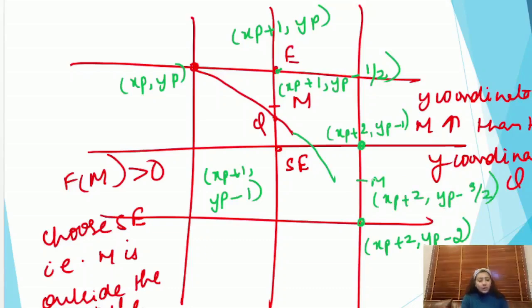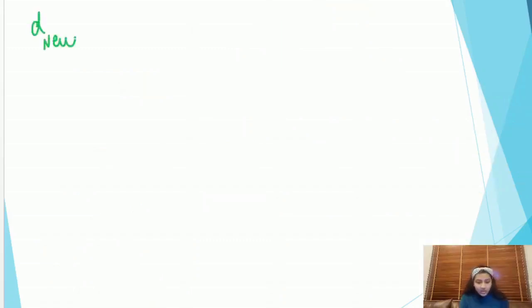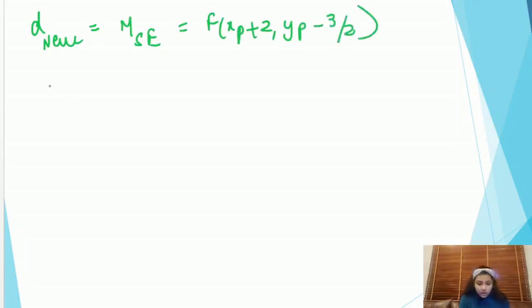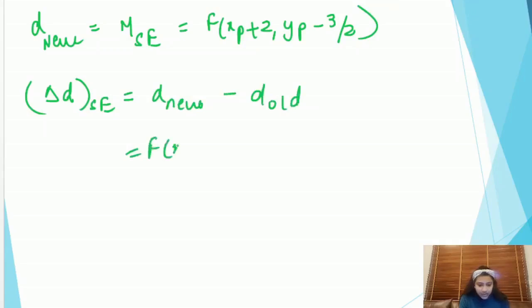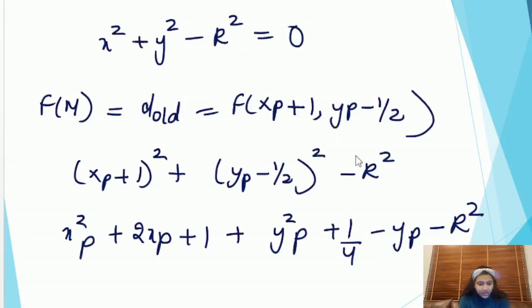Now we know the coordinates of the new midpoint, right? So similarly we can now calculate d new. Let's first calculate the value of d new when we choose southeast as our pixel. In that case the coordinates of the new midpoint are xp plus 2, yp minus 3 by 2. So now the change in d with respect to southeast will be d new minus d old. The d new points are xp plus 2, yp minus 3 by 2, and the d old coordinates are xp plus 1, yp minus half.